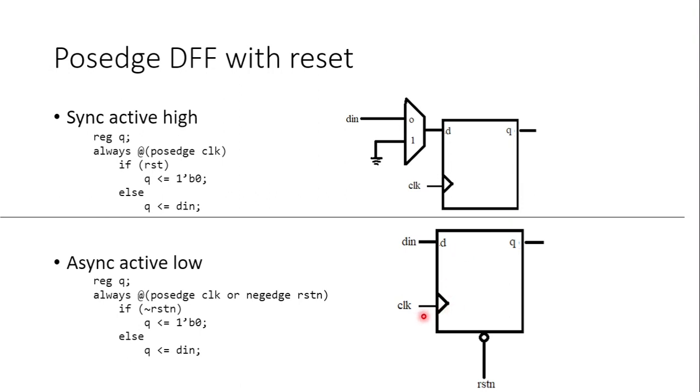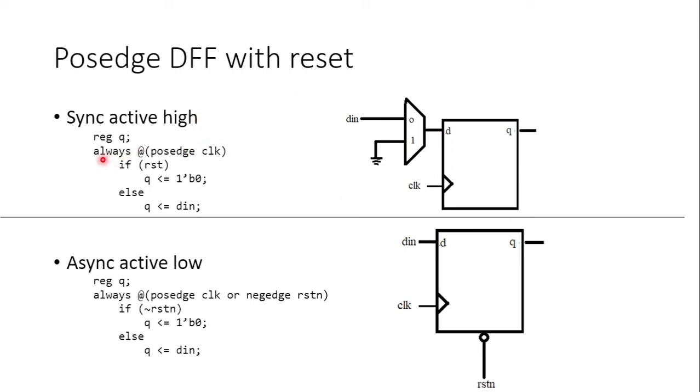We have a positive edge triggered clock as indicated by lack of bubble here, and we have an active low asynchronous reset as indicated by a bubble over here. Now let's take a look at synchronous reset, which is active high.